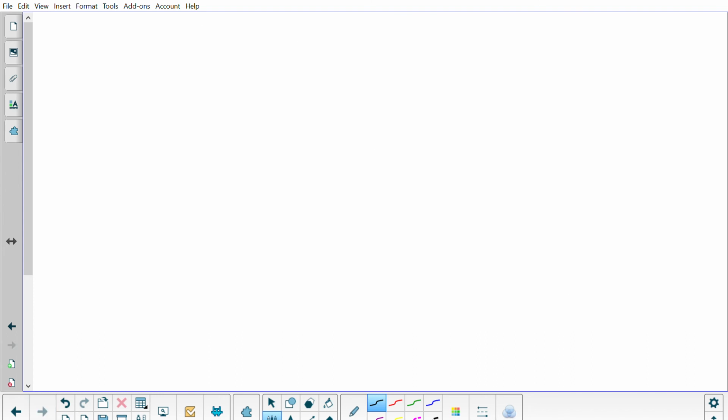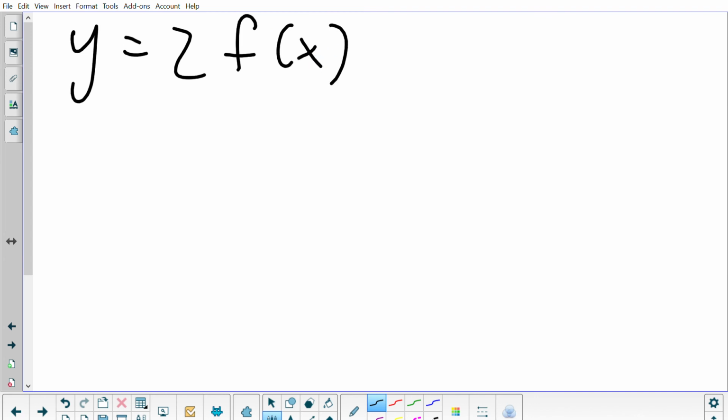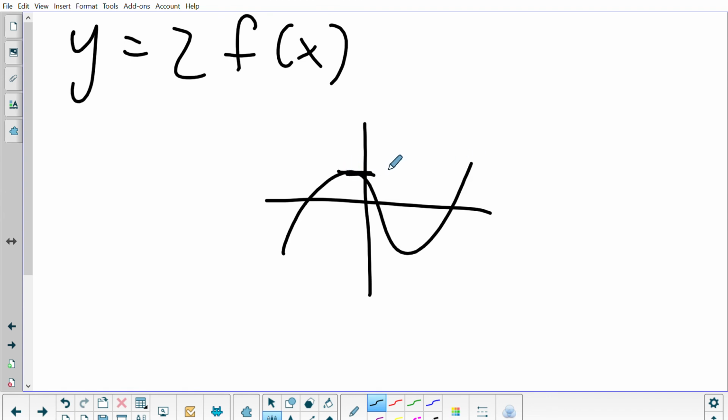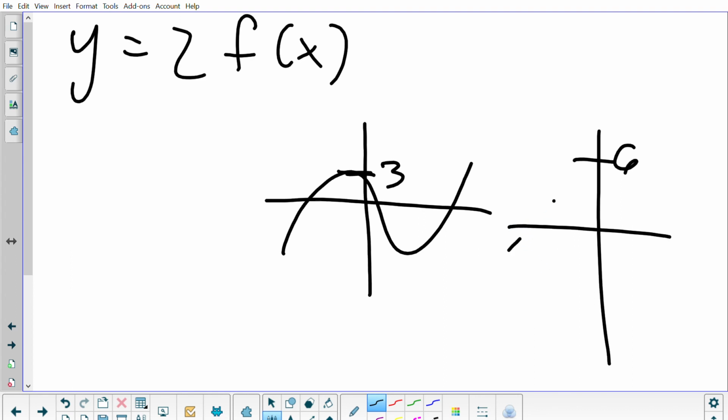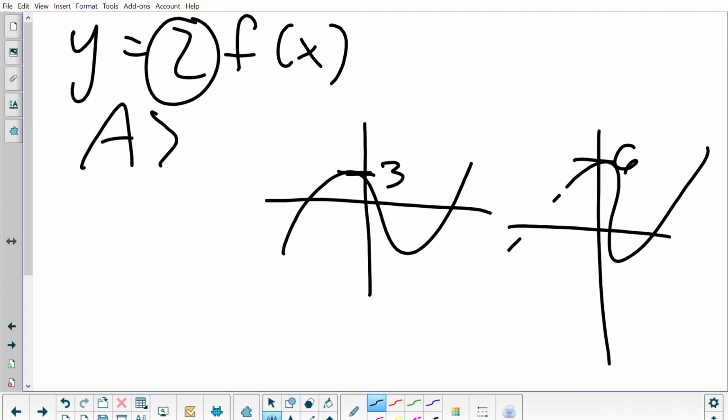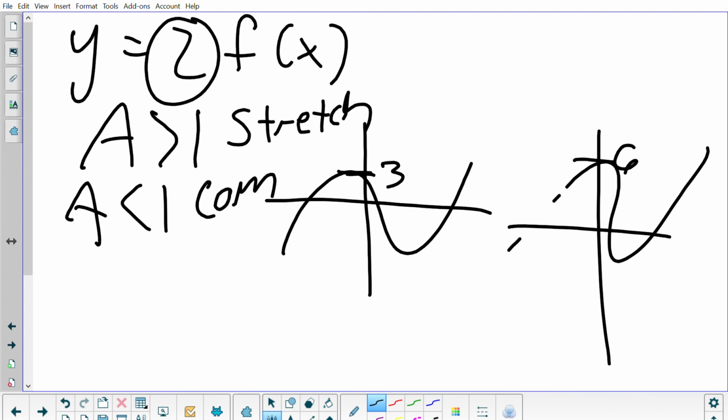Okay. Then let's say they give us y is 2 of f of x. Okay. So whatever our f of x is, let's say that this value is at 3. They now said to double it. So now it's going to be 6 over here for when I graph it. Okay? If this number, our a, is bigger than 1, that is going to be a stretch graph. And then if our a is less than 1, we're going to say that's a compressed graph.